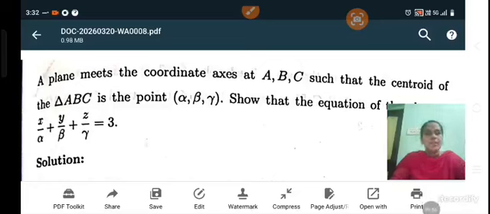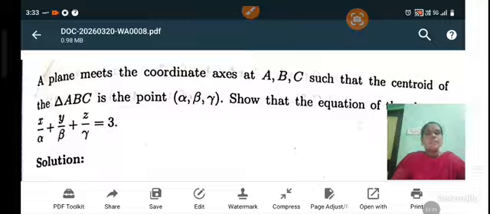Welcome. In this video, we will solve an important 3D geometry problem involving a plane and its intersection with the coordinate axes. The problem is: a plane meets the coordinate axes at the points A, B, C. Then the centroid of the triangle ABC is given as (alpha, beta, gamma). We need to show that the equation of the plane is x/alpha + y/beta + z/gamma = 3.